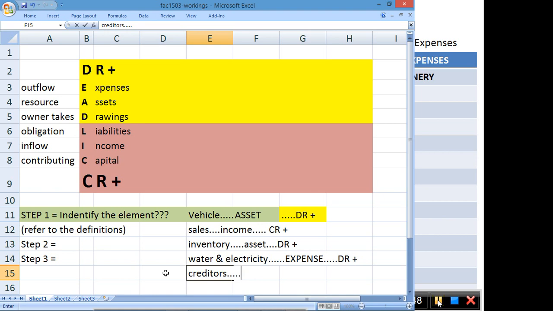Does that make sense? So now you understand what they are. Now you need to tell me what element they are. Liability. There we go.